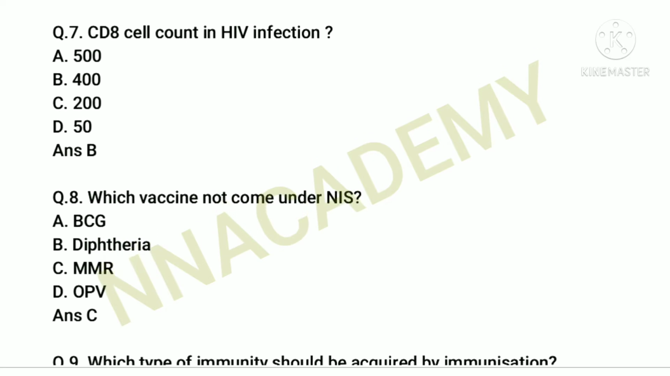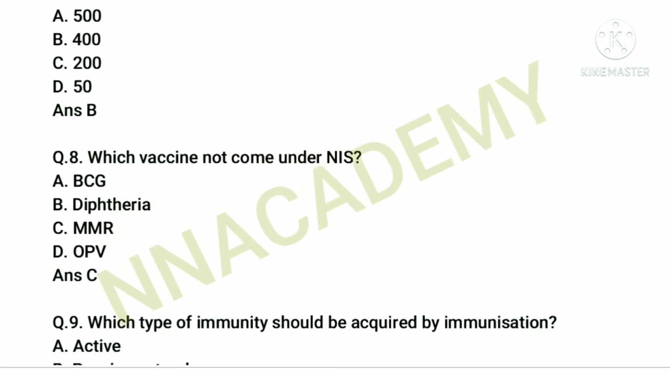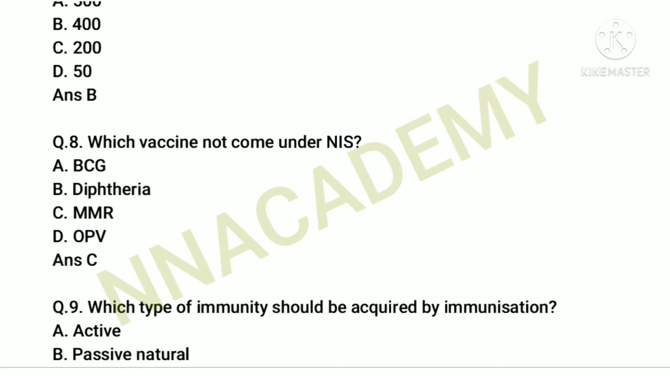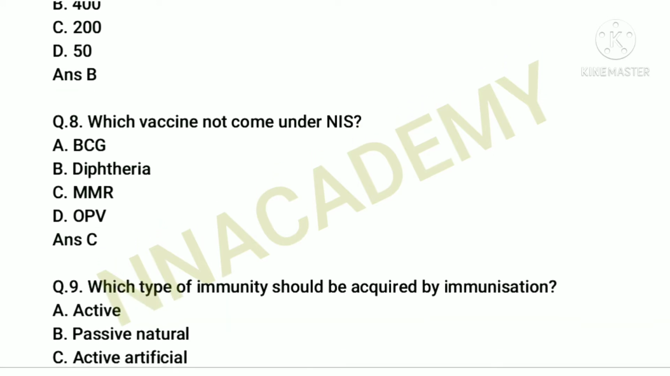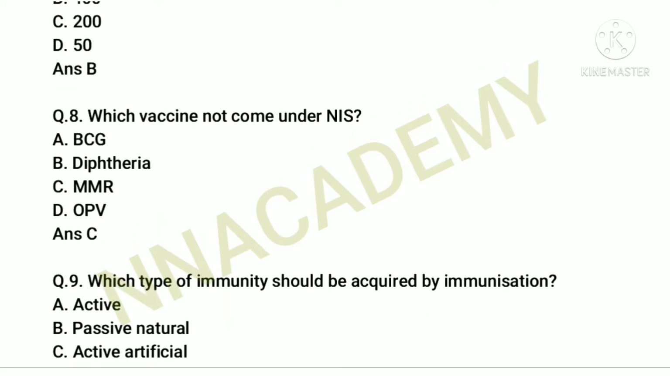So the next question here is, which vaccine does not come under NIS? NIS stands for National Immunization Schedule, and here the options given are option A BCG, option B diphtheria, option C MMR, and option D OPV. So option C is the right answer. MMR does not come under NIS. NIS is National Immunization Schedule. MMR does not come under the NIS.